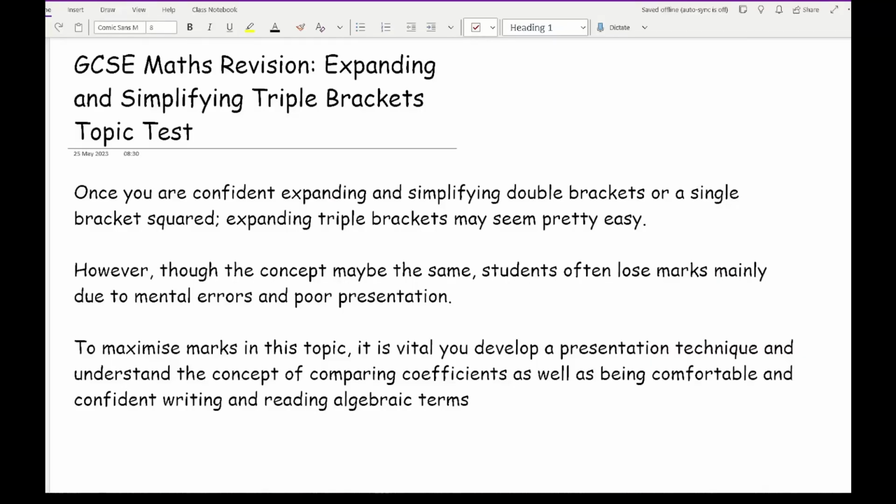Now once you are confident expanding and simplifying double brackets or a single bracket squared, expanding triple brackets may seem pretty easy. However, though the concept may be the same, students often lose marks mainly due to mental errors and poor presentation. When I say mental errors, I'm talking about doing more work in your head rather than actually writing it down. To maximise marks in this topic, it is vital that you develop a presentation technique and understand the concept of comparing coefficients, as well as being able to become confident and comfortable writing and reading algebraic terms.